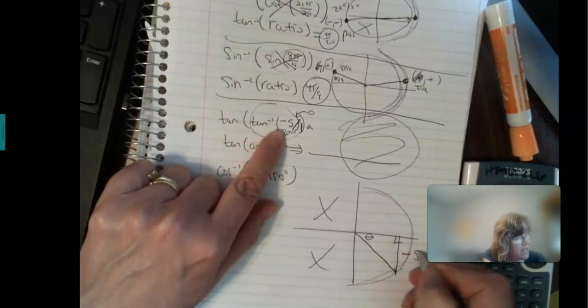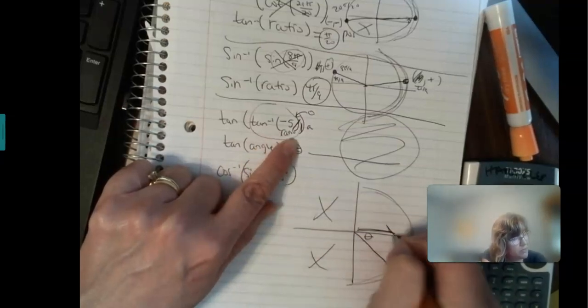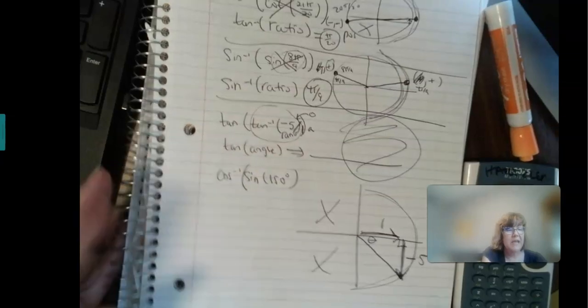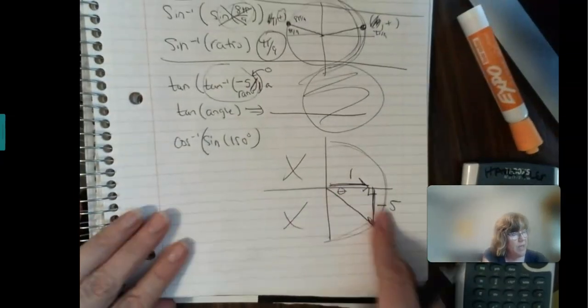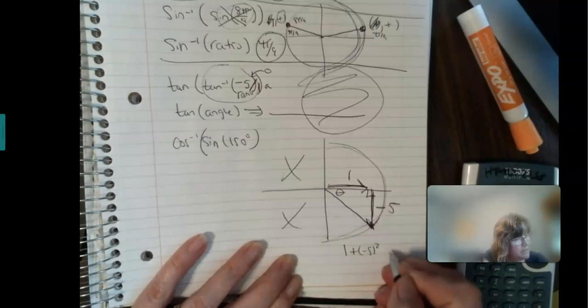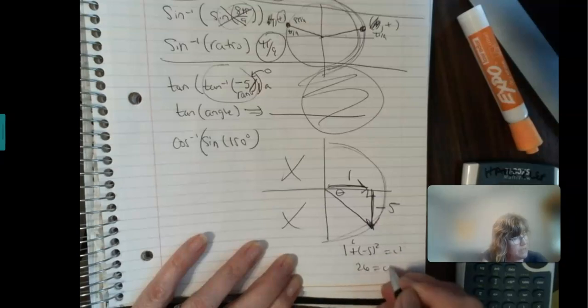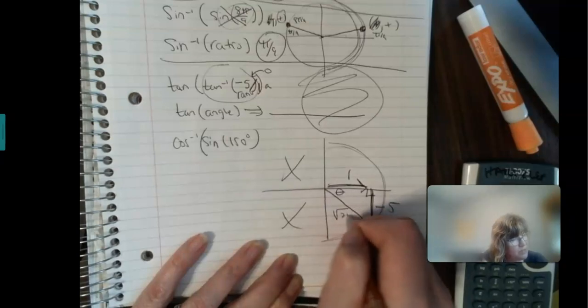Opposite is -5. That makes sense. The vector is going down there. Adjacent is going to be 1, and I know this is not to scale. All right, Pythagorean theorem. I know A and B. I don't know C, so this is not a subtract kind. This is an add kind. So I get 1 plus 25 is 26. Square root, so this guy is square root of 26.